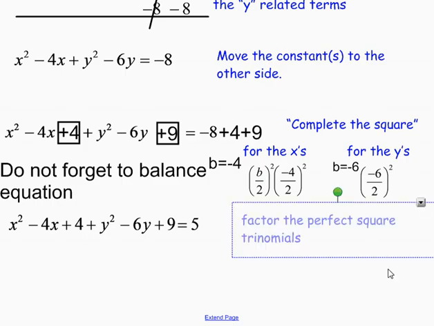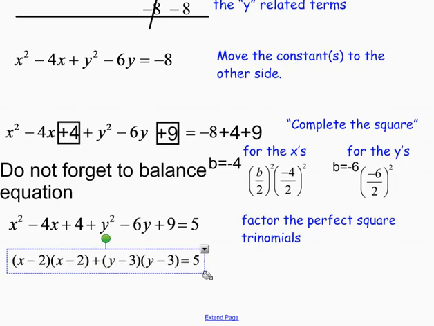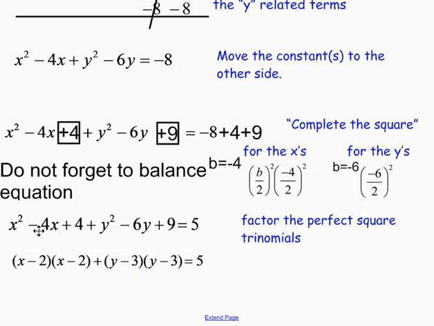Now we factor the perfect square trinomials, and we get this. If you factor x squared minus 4x plus 4, you get x minus 2 times x minus 2. You factor y squared minus 6y plus 9, you get y minus 3 times y minus 3. You're supposed to get the same parentheses. In this case, it's x minus 2, and for y squared minus 6y plus 9, it's y minus 3, because these are perfect square trinomials.